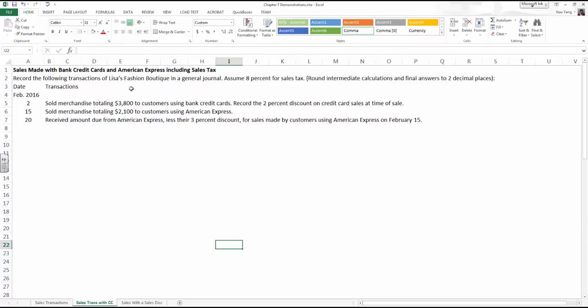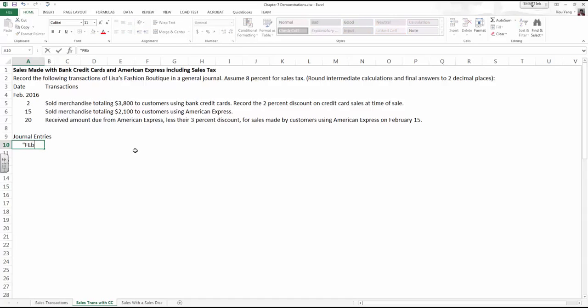Record the following transactions of Lisa's Fashion Boutique in a general journal. Assume 8% tax for sales tax. We're going to round intermediate calculations and final answers to 2 decimal places. So make sure if this direction is stated in your problem in McGraw-Hill, make sure you do this to get the correct answers. If you do not do this, McGraw-Hill will mark it incorrect. All right, so let's go ahead and get started with our journal entries.